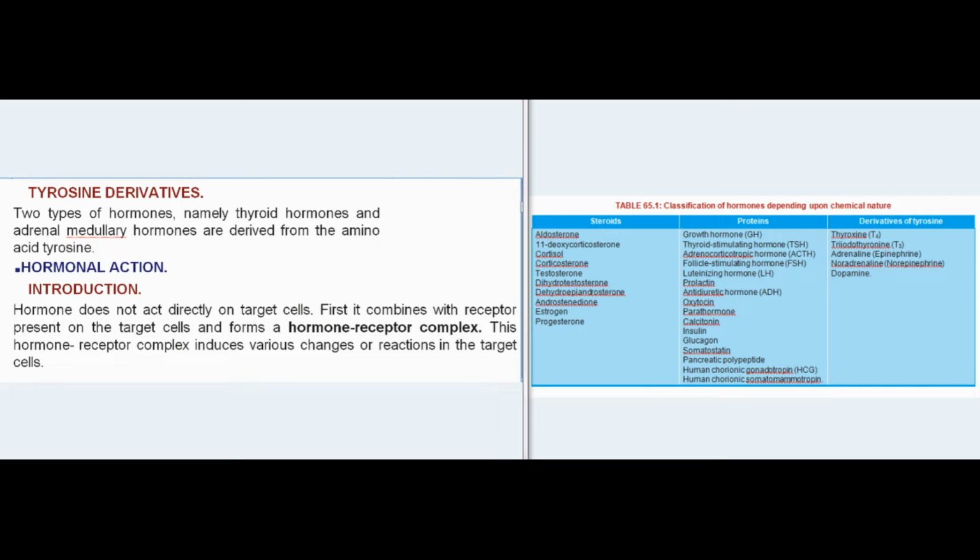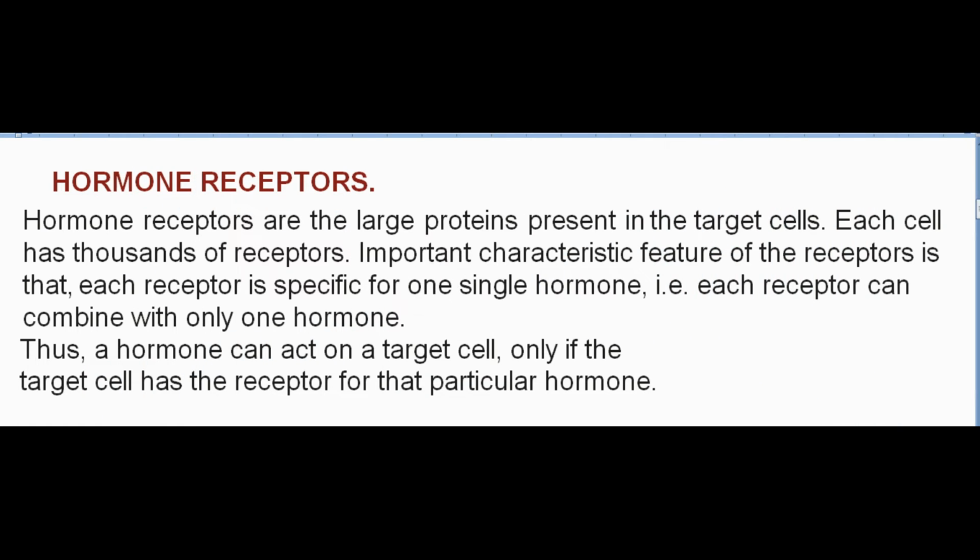Hormonal action. Introduction. Hormone does not act directly on target cells. First, it combines with receptor present on the target cells and forms a hormone receptor complex. This hormone receptor complex induces various changes or reactions in the target cells. Hormone receptors. Hormone receptors are large proteins present in the target cells. Each cell has thousands of receptors. An important characteristic feature of the receptors is that each receptor is specific for one single hormone, i.e., each receptor can combine with only one hormone.